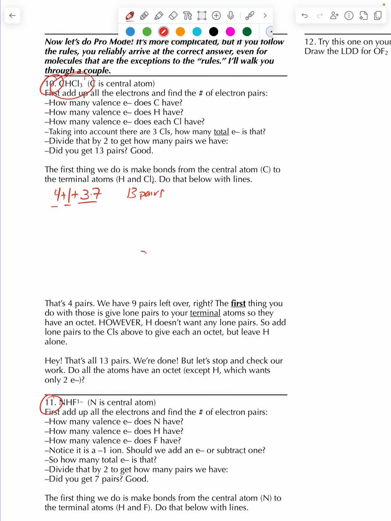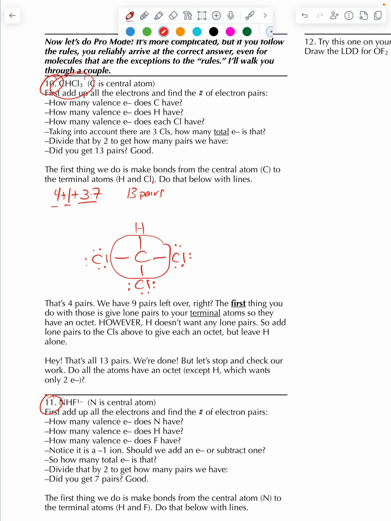So the first thing you do is you take your central atom and make bonds. I have 1 hydrogen and 3 chlorines. That's the first task. Second task, add lone pairs on the terminal atoms, except for hydrogen. Hydrogen does not want lone pairs. So we're at 4, we got to get to 13. 5, 6, 7, 8, 9, 10, 11, 12, 13. We're done. Now, things you should look for.